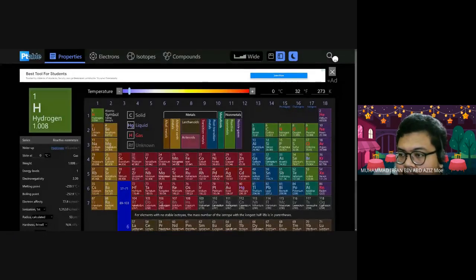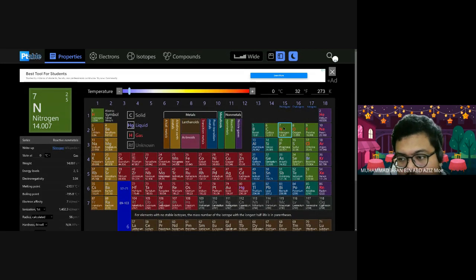If we look here, nitrogen is in group 15, so it has 5 valence electrons. In order to achieve an octet of 8, how many more do we need? 3 more. How do you get 3? 8 minus 5.